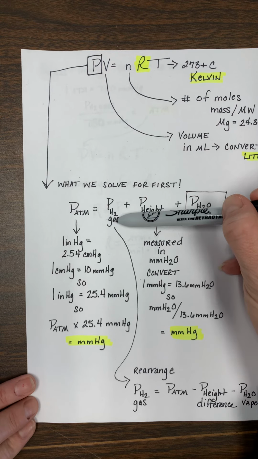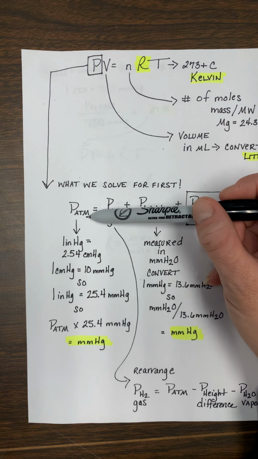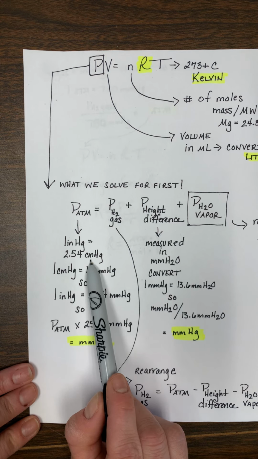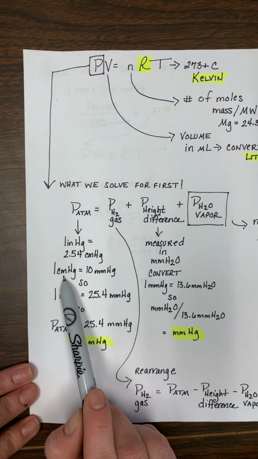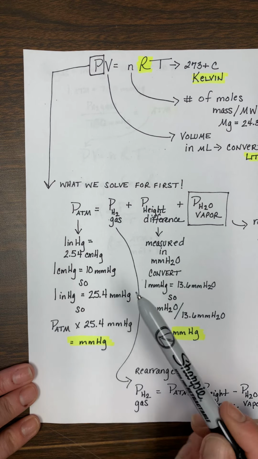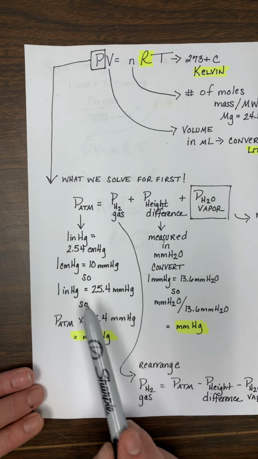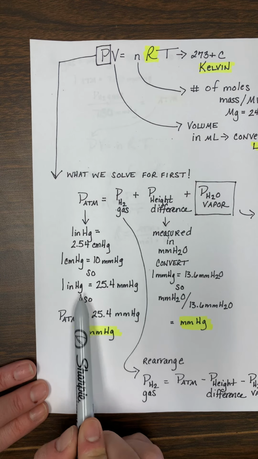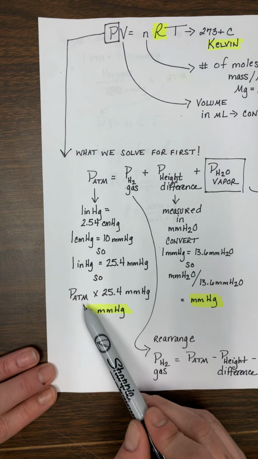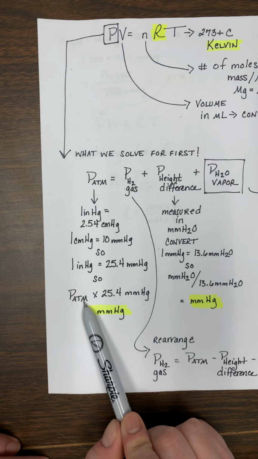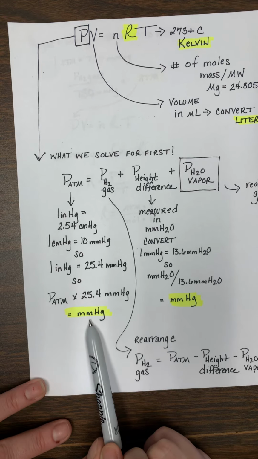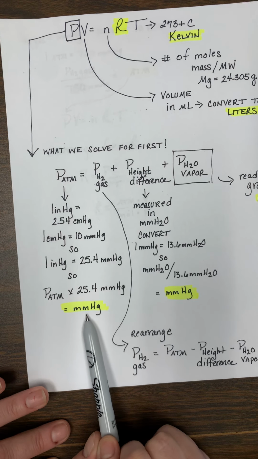Pressure of the hydrogen gas is what we're solving for, so let's look at the atmospheric pressure, okay? 1 inch of mercury equals 2.54 centimeters of mercury, okay? 1 centimeter of mercury equals 10 millimeters of mercury. So since we have to convert to millimeters of mercury, 1 inch of mercury equals 25.4 millimeters of mercury. So you're going to take your atmospheric pressure that's given to you and multiply it by 25.4 so that you can get the pressure in millimeters of mercury, okay?